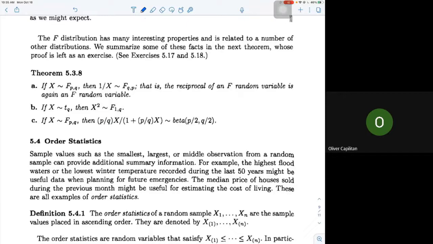Yes, LJ, that's correct. The chi-square distribution is a special case of a gamma distribution. If you have a gamma distribution with parameters alpha, beta, so yung sa chi-square distribution, yung alpha is equal to p over 2. Tapos yung scale parameter beta is equal to 2.